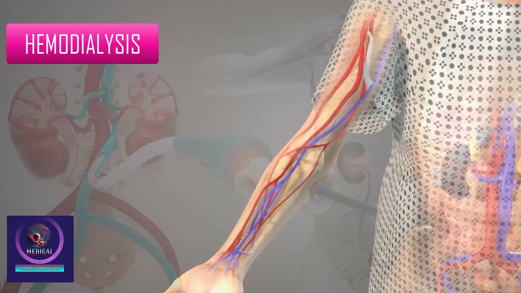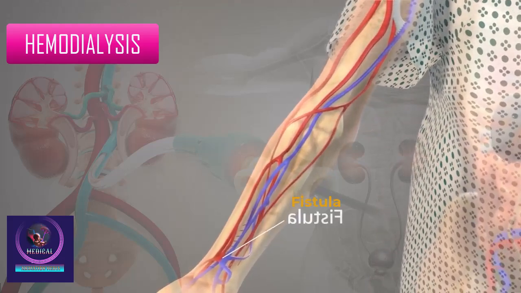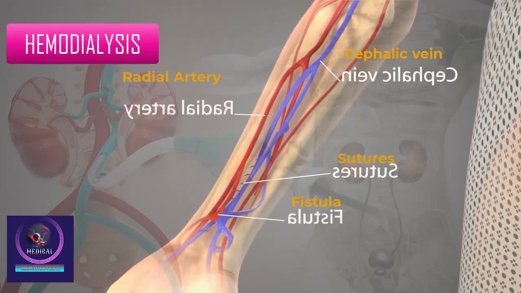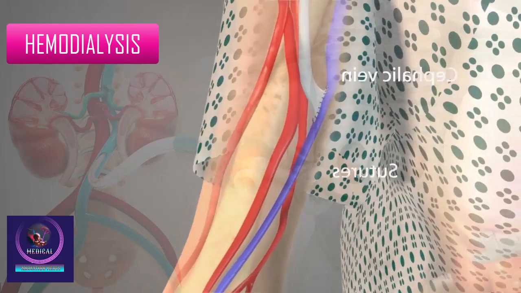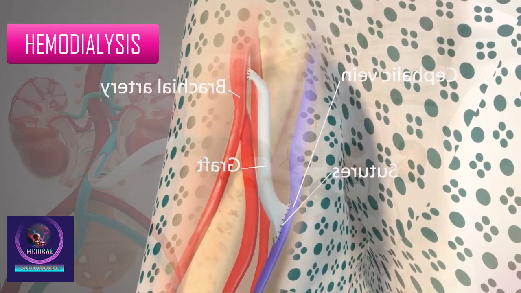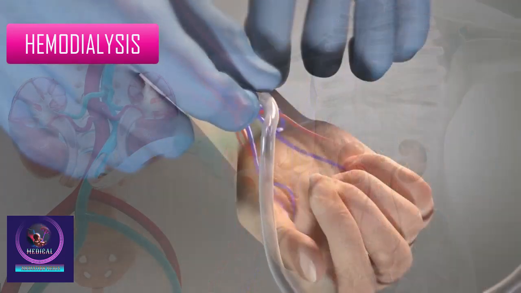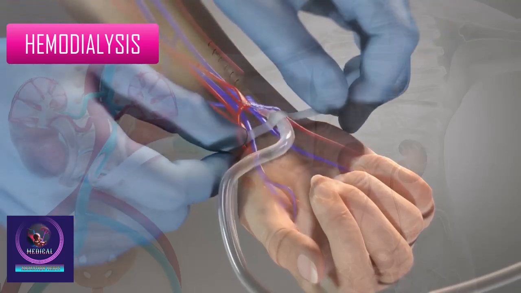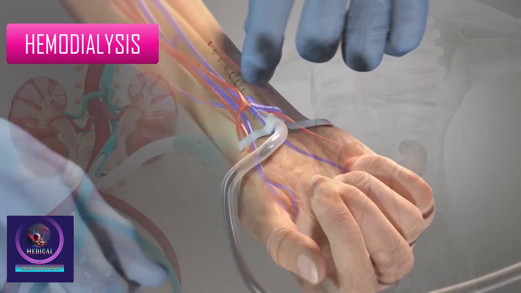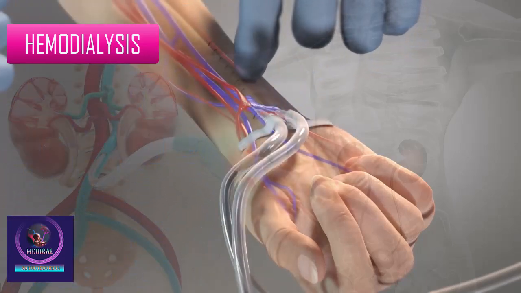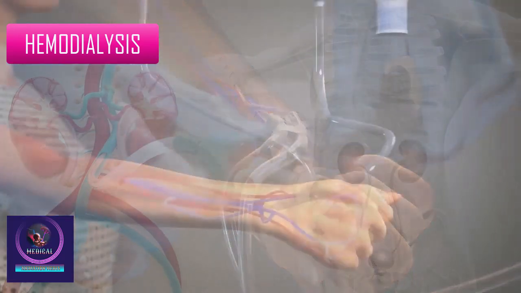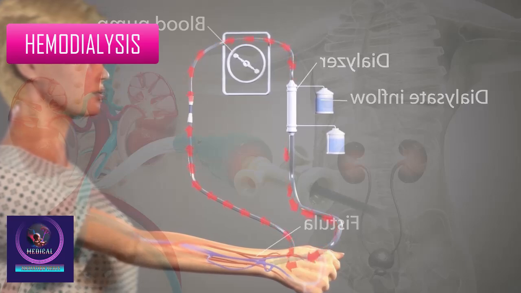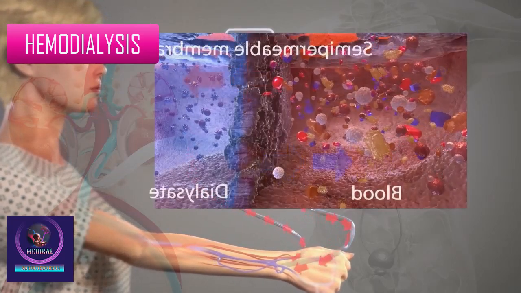An AV fistula is a direct connection made surgically between an artery and a vein. An AV graft is an indirect connection, usually with tubing, between an artery and a vein. In hemodialysis, blood is pumped out of the artery through the fistula or graft and into a dialyzer. There, blood and dialysate, or dialyzing solution, flow across a semi-permeable membrane in an enclosed container.